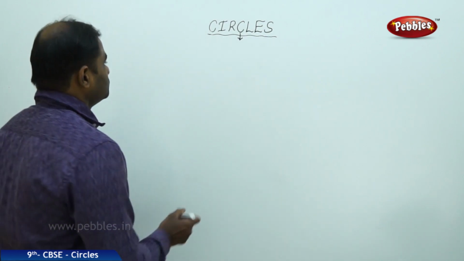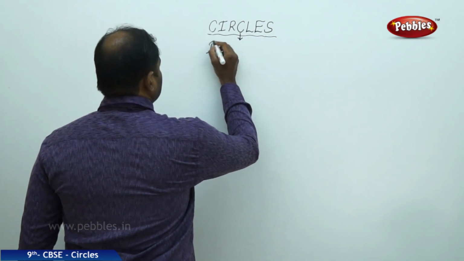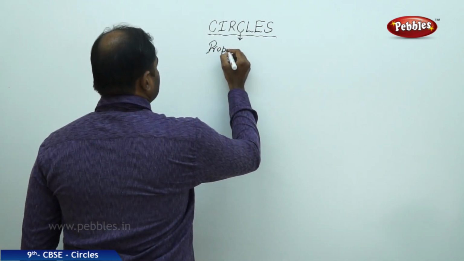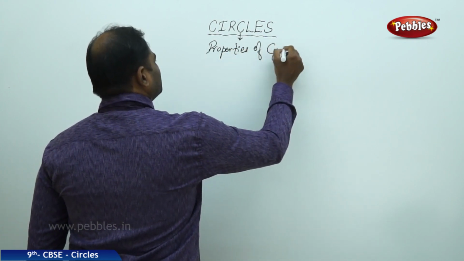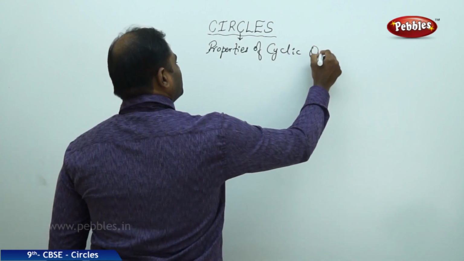Now that we have discussed cyclic quadrilateral, let's see some of the geometrical properties connected with those quadrilaterals which are cyclic. This session is about connecting the cyclic quadrilateral with its properties. Properties of cyclic quadrilateral.